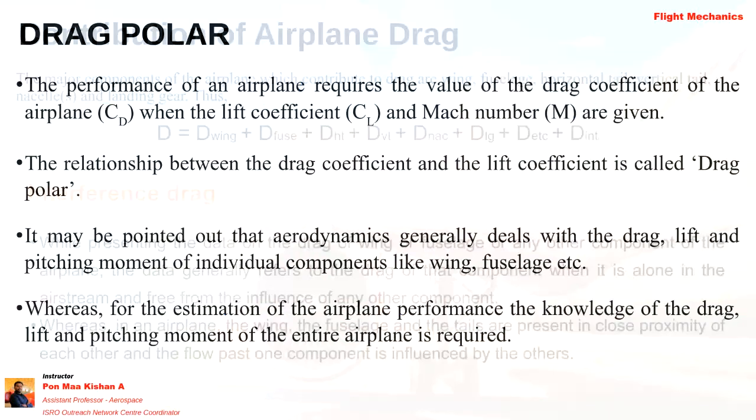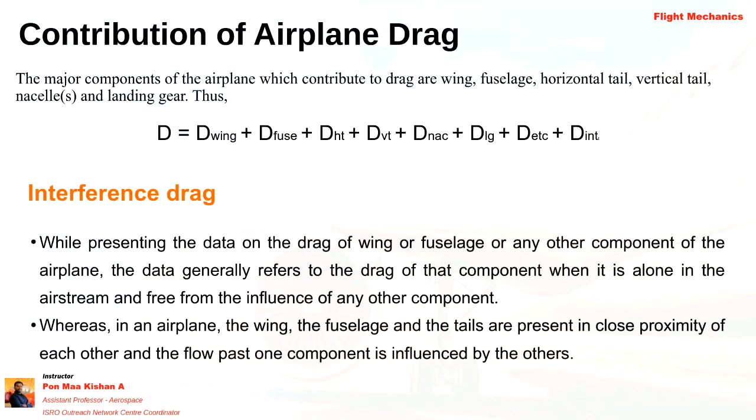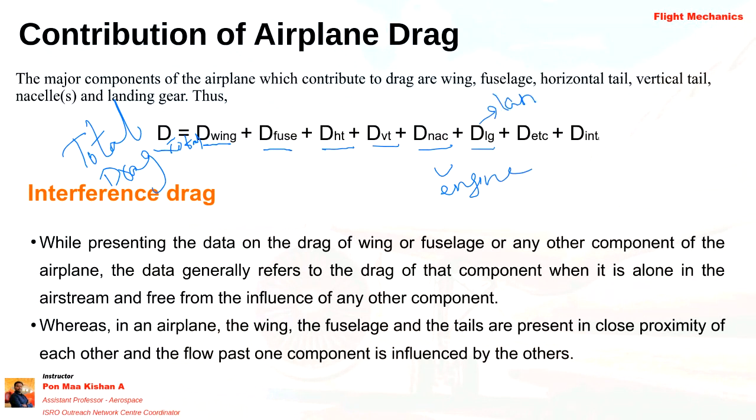Okay. So this is a problem also in the first chapter itself. The contribution of airplane drag: the total drag force D, or we can write D total, is given with respect to the drag due to the wing, drag due to the fuselage, drag with respect to the horizontal tail, drag with respect to the vertical tail, drag with respect to the engine nacelle, drag with respect to the landing gear, drag with respect to etc.